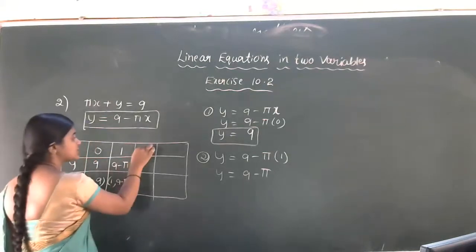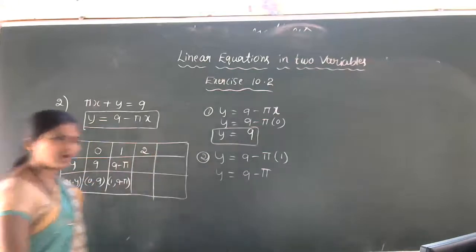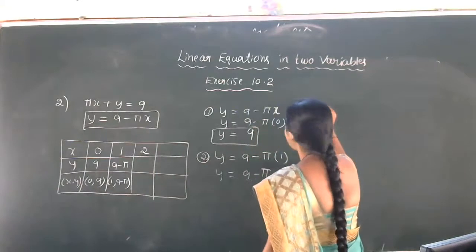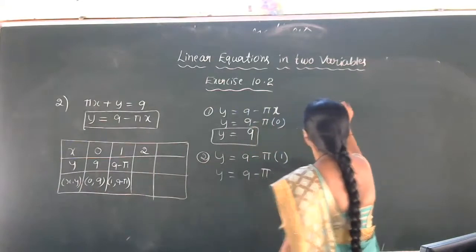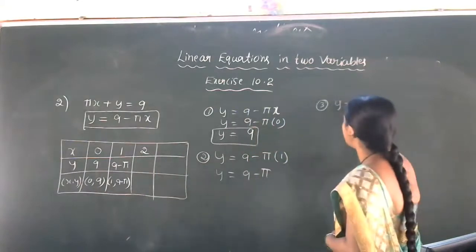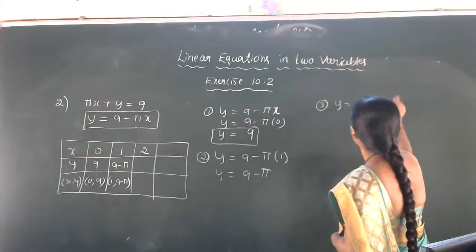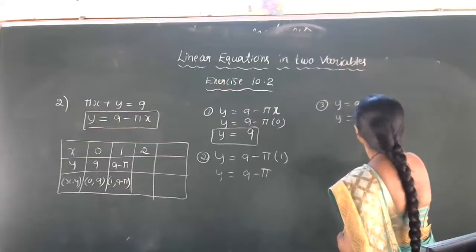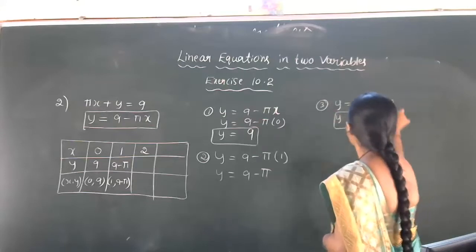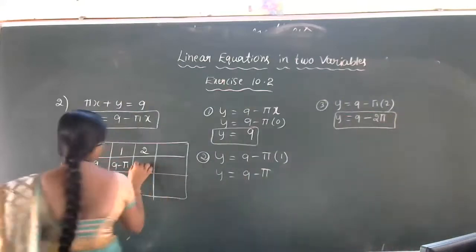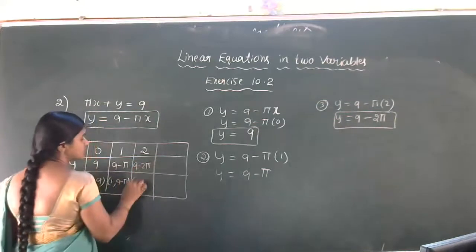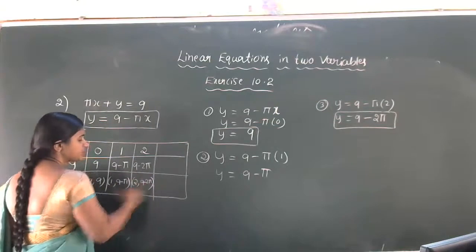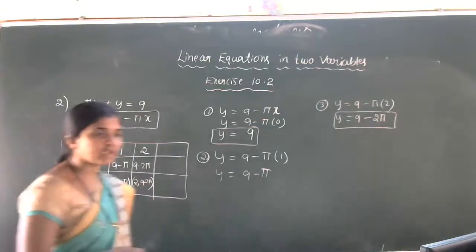Now we have to substitute 2, or you can substitute minus 1 also. So now I'm going to substitute plus 2. Third solution: y is equal to 9 minus pi into 2, that is 2 pi. So the y value is 9 minus 2 pi. So the solution is (2, 9 minus 2 pi).